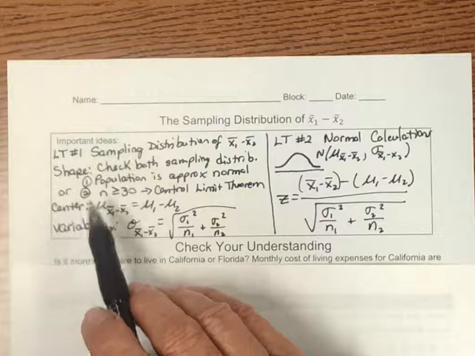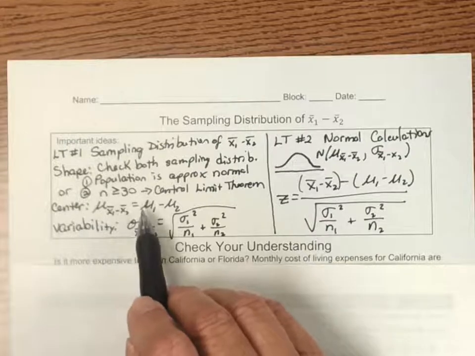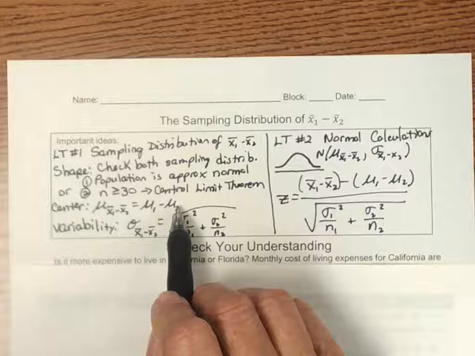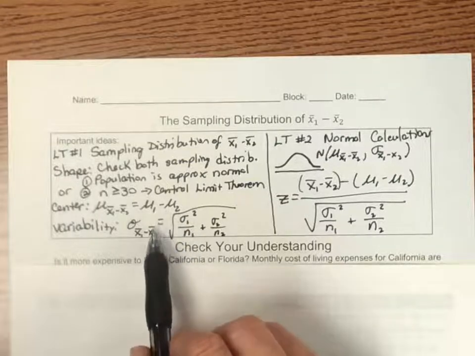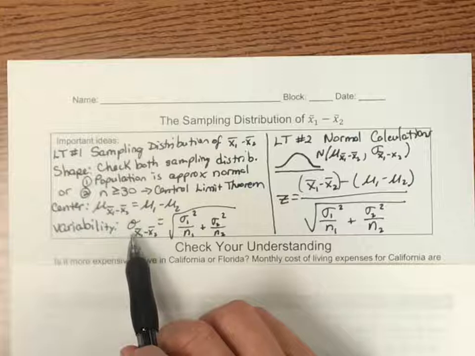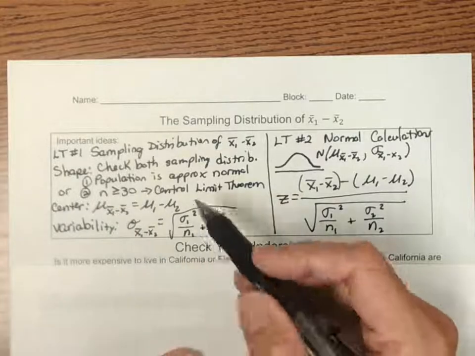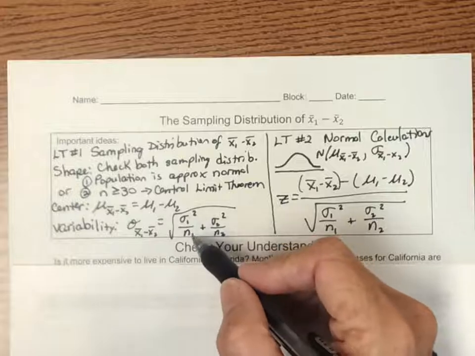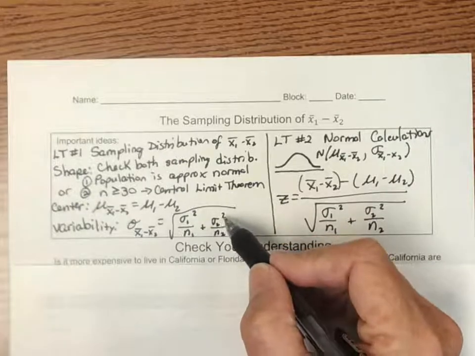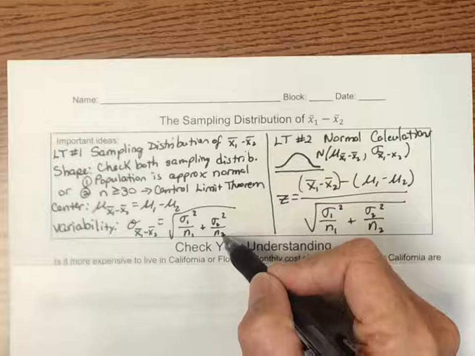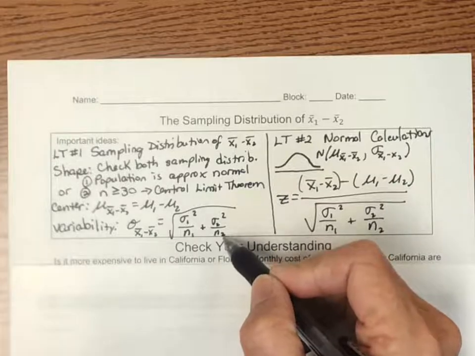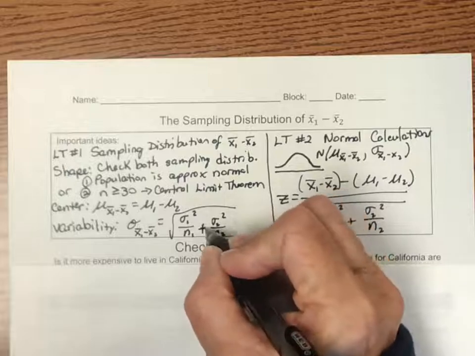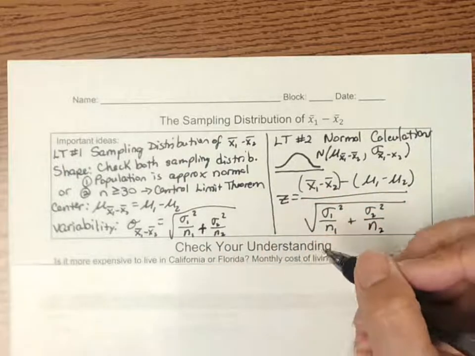The center is found by taking the population mean minus the population mean from the second population. And the variability, the standard deviation, is found by taking the standard deviation from the population, squaring it, divided by n, plus the standard deviation squared of the second population divided by the sample size of your second sample, and all of that's square rooted. But make sure that you are adding those two together, not subtracting them.